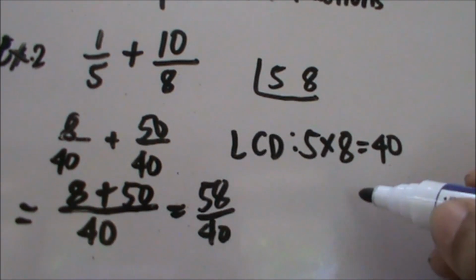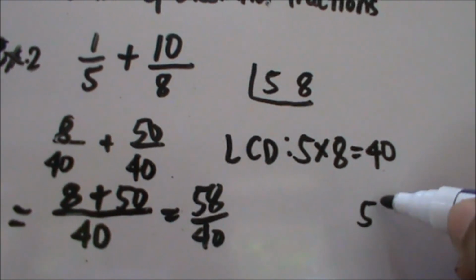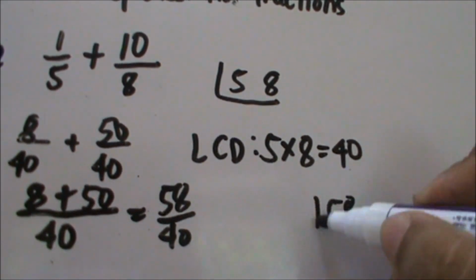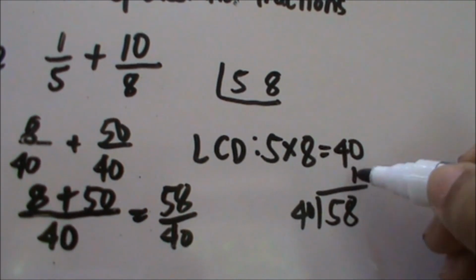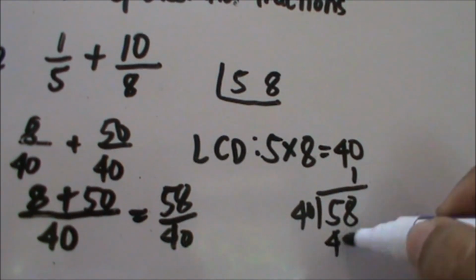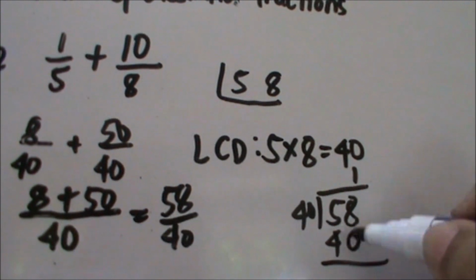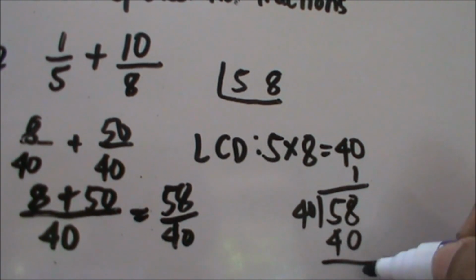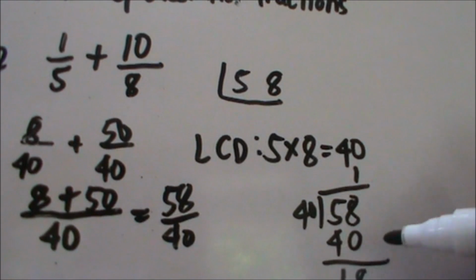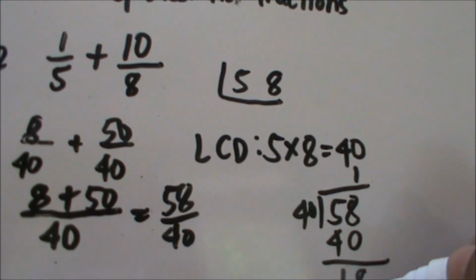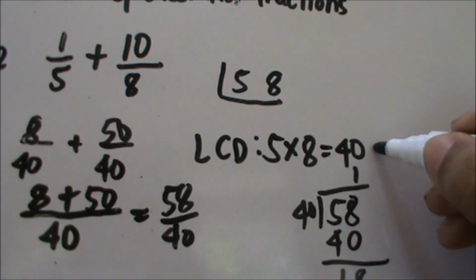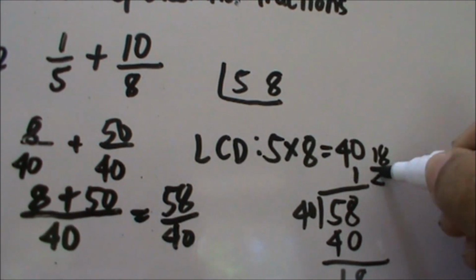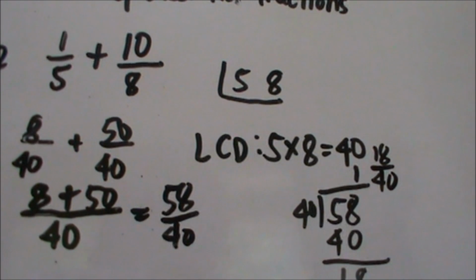So we do division, 58 divided by 40. 1 times 40 is 40. So 8, then 18. So we have a remainder of 18. So 1 and 18 over 40.